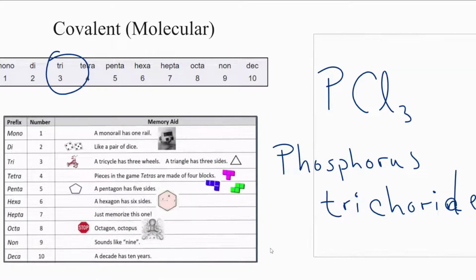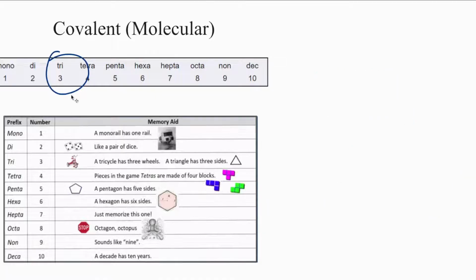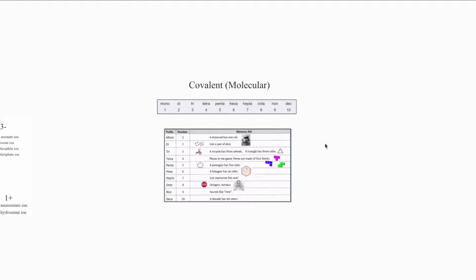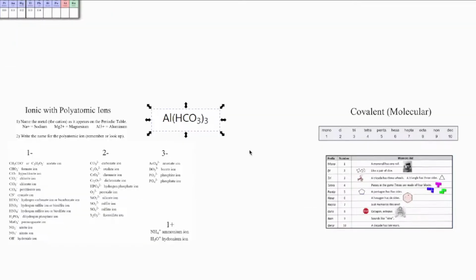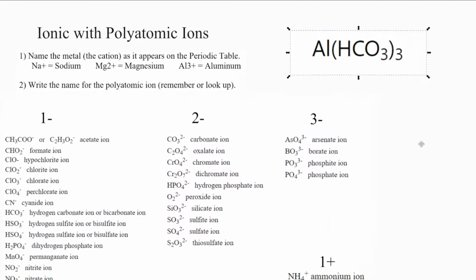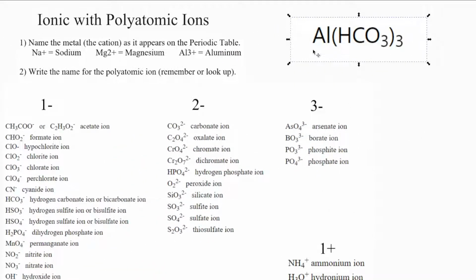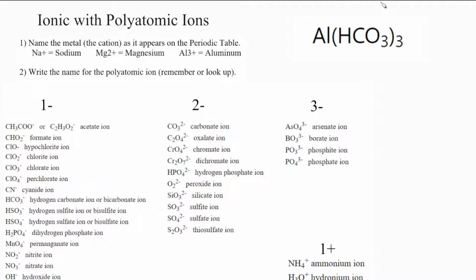So this is the last type. If you can name this, you're really in good shape. Let's clear this and then go back up here. This is what we call a compound that has polyatomic ions in it. So you can tell because you have this metal here and then you have a group of nonmetals right here. So when you see that group, you know you're going to have to either look this up or memorize it.